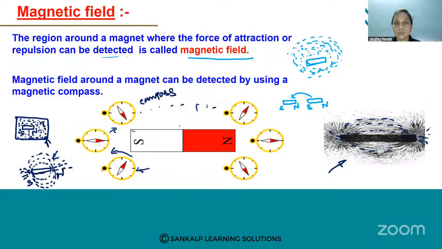So magnetic field is nothing but this is the region around a magnet where the force of attraction or repulsion can be detected. That is called magnetic field. So with the help of these two activities, this is activity 1 and this is activity 2.